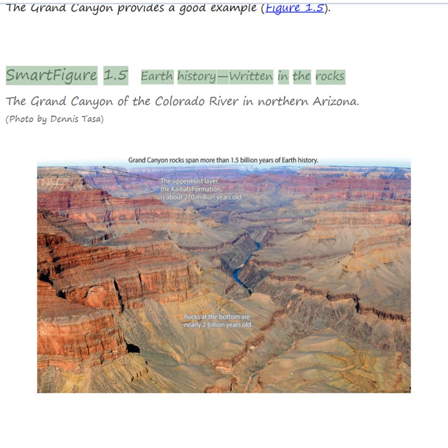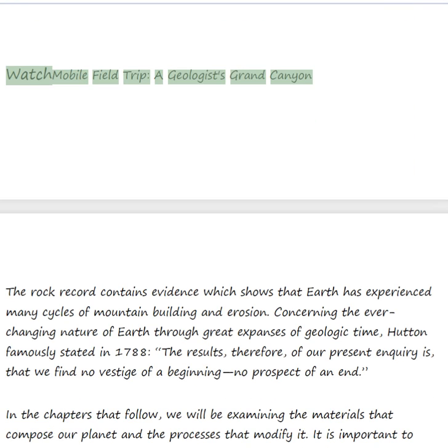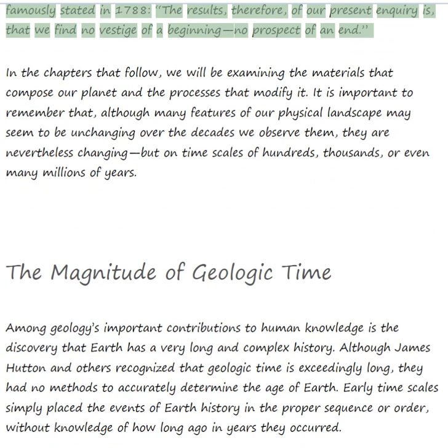Smart Figure 1.5: Earth history, written in the rocks. Watch Mobile Field Trip, a geologist's Grand Canyon. The rock record contains evidence which shows that Earth has experienced many cycles of mountain building and erosion. Concerning the ever-changing nature of Earth through great expanses of geologic time, Hutton famously stated in 1788, "The results, therefore, of our present inquiry is, that we find no vestige of a beginning, no prospect of an end."